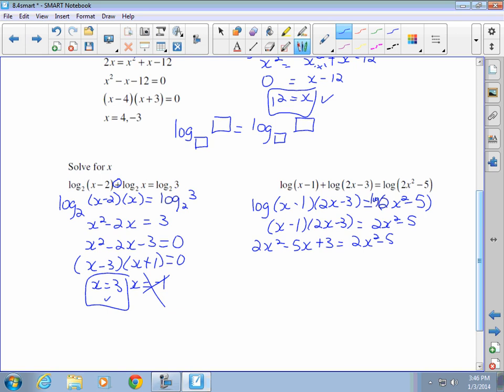Okay, so if I'm going to bring this over, I'll subtract 2x squared and add 5. So I'm left with, those will cancel, so I'm left with negative 5x plus 8 is equal to 0. So negative 5x is equal to negative 8. Divide by negative 5, so x is equal to 8 over 5. And if you check them, you're going to have a positive value in each one of these, so they work. So that is your solution.